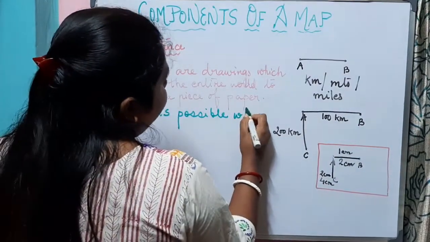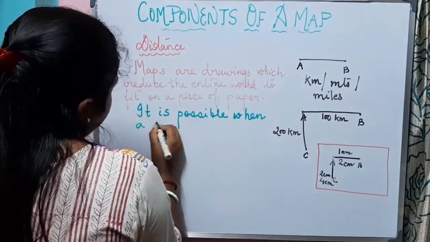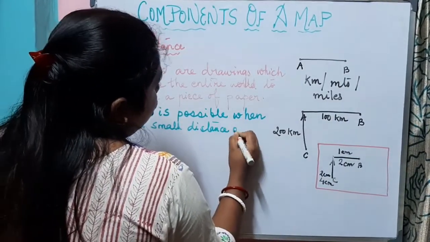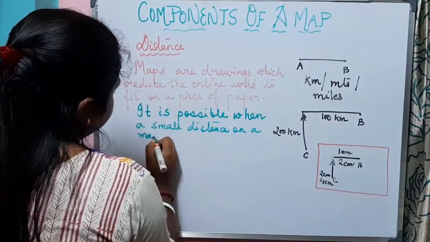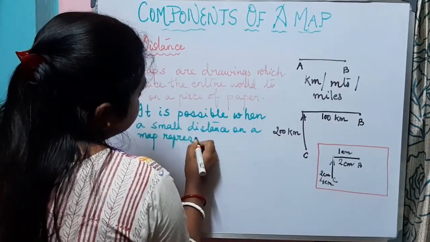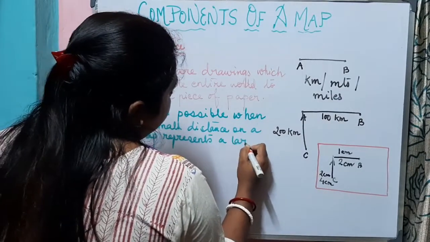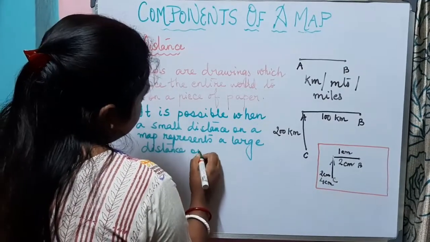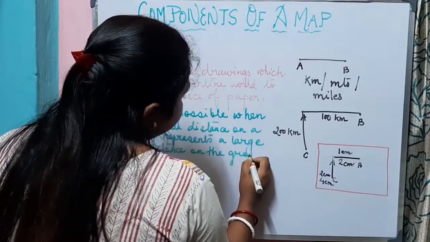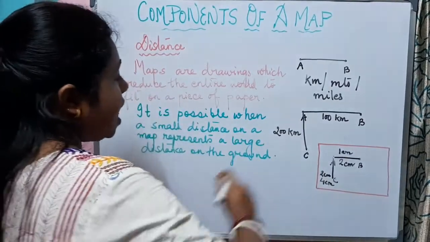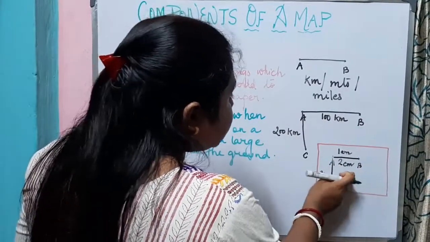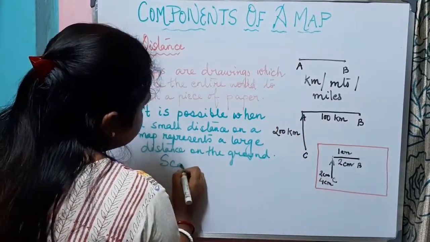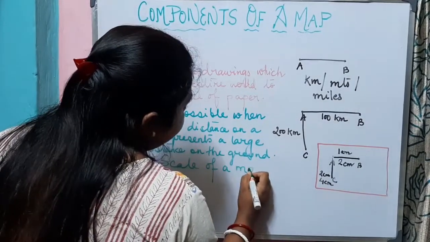It is possible when a small distance on a map represents a large distance on the ground. That means a small distance on the map represents a large distance on the ground, and this is referred to as the scale of a map.